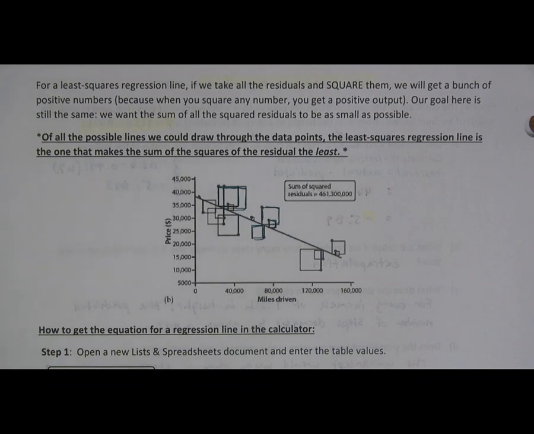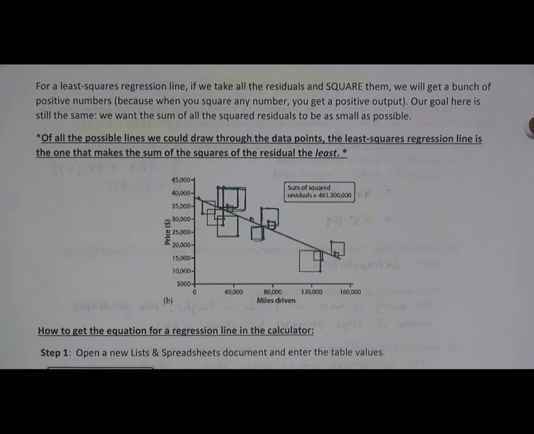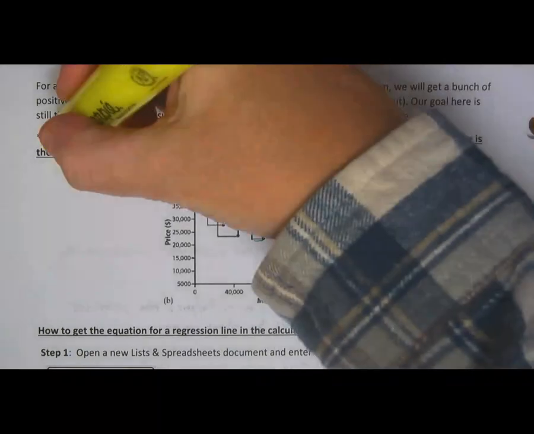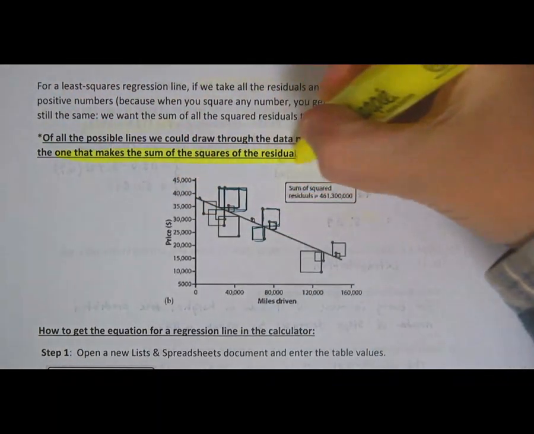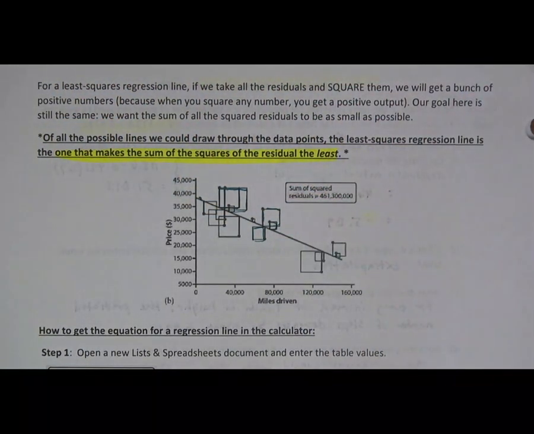So just look what I have in bold. Of all the lines that you could draw through the data points, how does your calculator know this is exactly where to draw the line? Because it's calculating the one that makes the sum of all of those squares the least. Least squares regression.